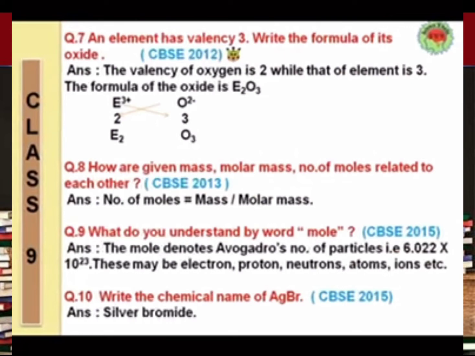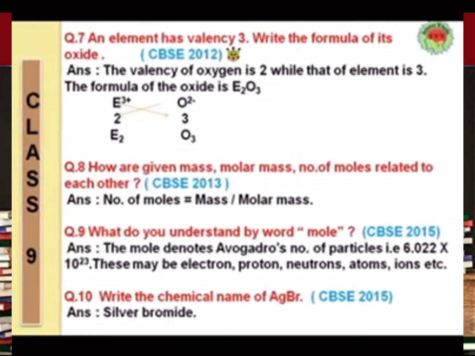Next question, an element has valency 3. Write the formula of its oxide. The valency of oxygen is 2 while that of the element is 3. The formula of the oxide is E2O3. So E3+ and O2-. When we crisscross, the answer will be E2O3.